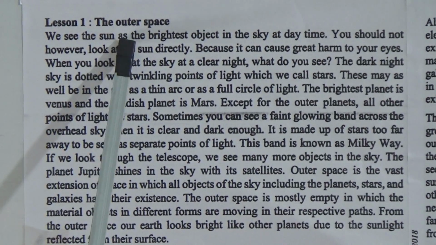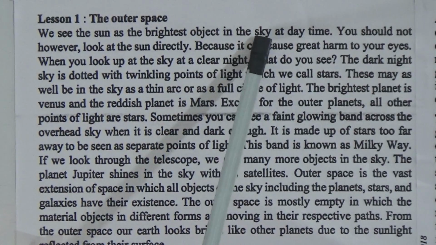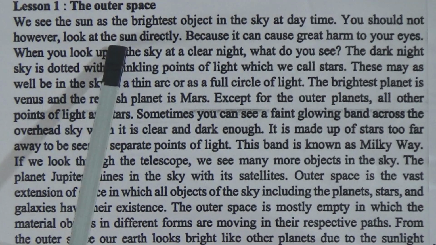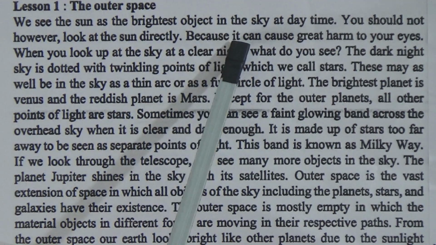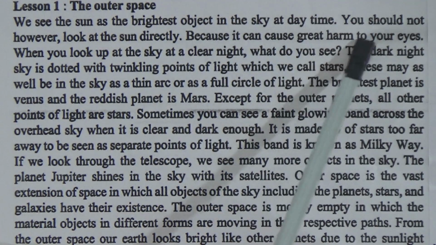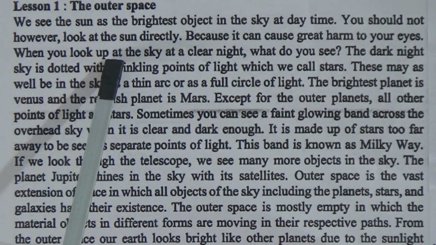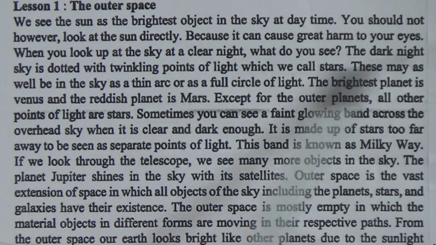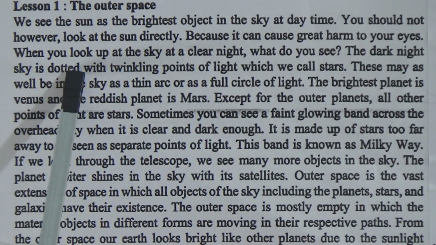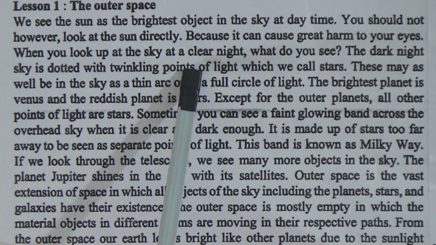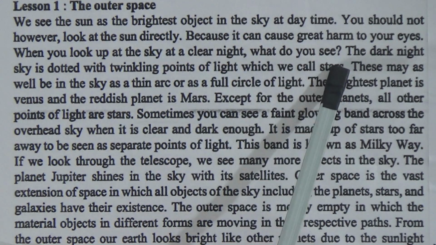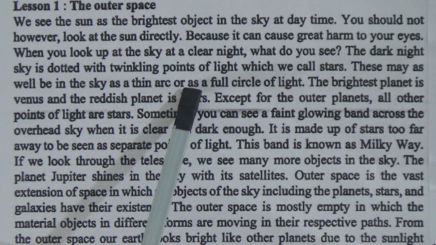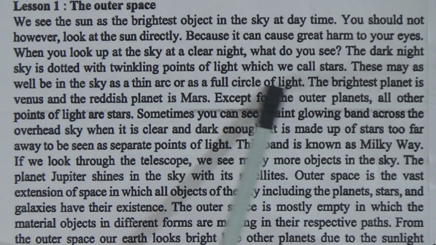We see the sun as the brightest object in the sky at daytime. You should not, however, look at the sun directly because it can cause great harm to your eyes. When you look up at the sky on a clear night, what do you see? The dark night sky is dotted with twinkling points of light which we call stars. These may as well be in the sky as a thin arc or as a full circle of light.